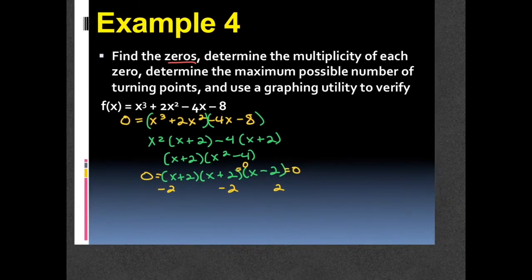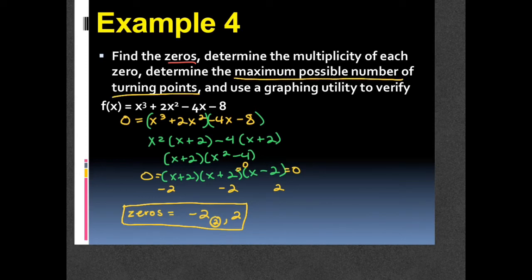So when I list my zeros, it is negative 2 with a multiplicity of 2, so we can put a little 2 and circle it. On your web assign, it will actually ask you for the multiplicity, and then positive 2. So those are your zeros. Then it says determine the number or maximum number of turning points. So I look at my highest exponent, which is 3. 3 minus 1 is 2, which means there are a max of 2 turning points.